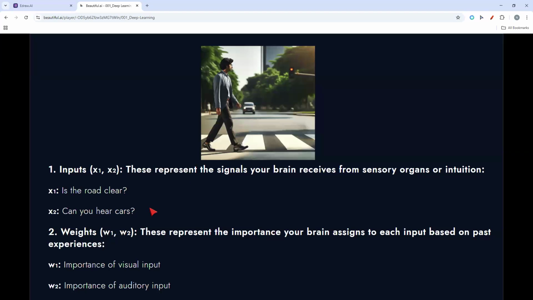These are called your inputs, and the importance you give to these inputs is nothing but your weights. So we have terms like weights. These represent the importance your brain assigns to each input. Hope you are getting this. Just have a look at it for 20 seconds.